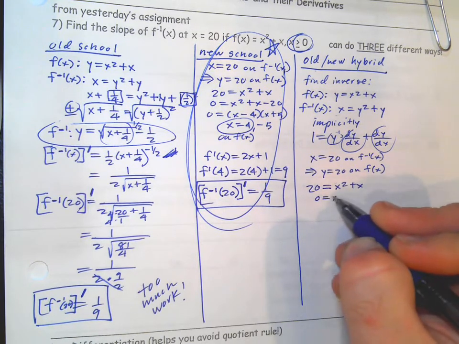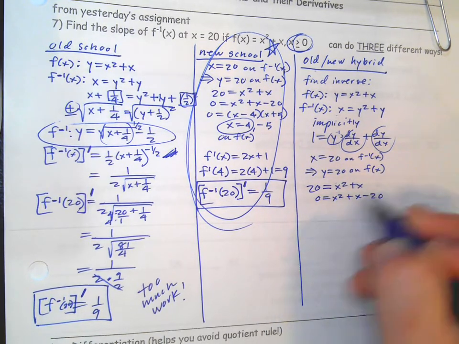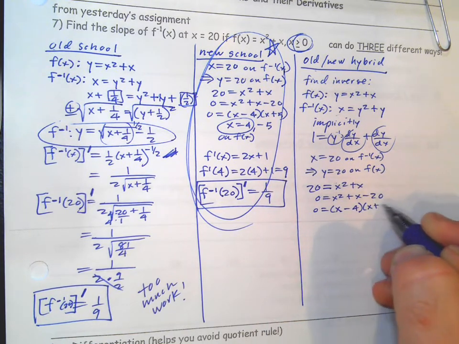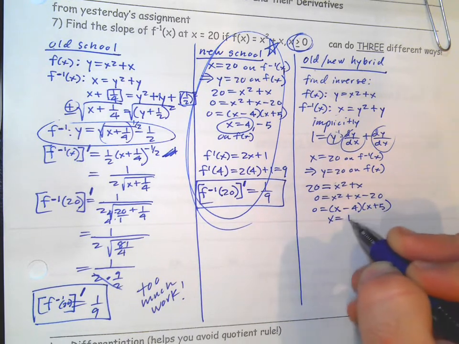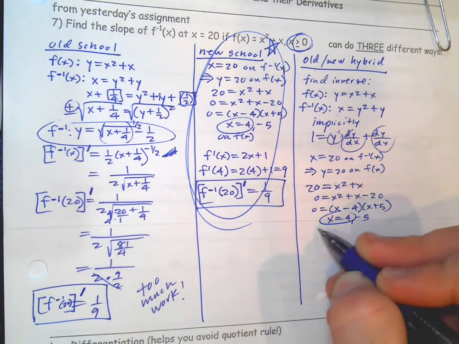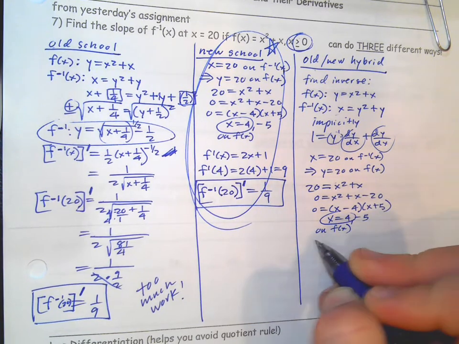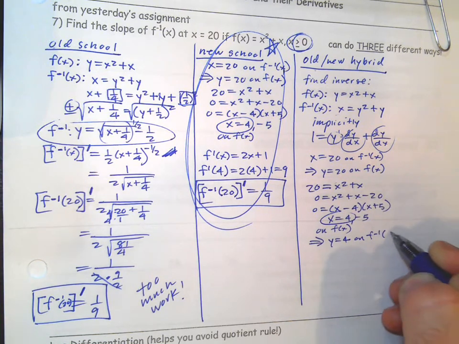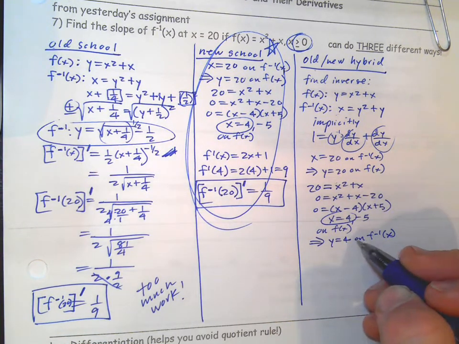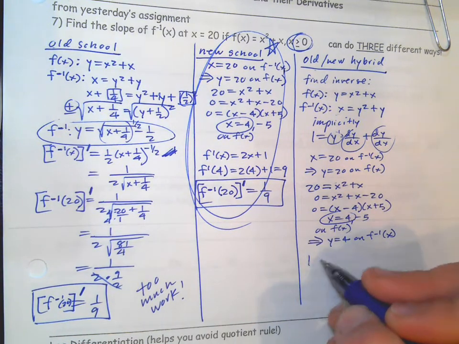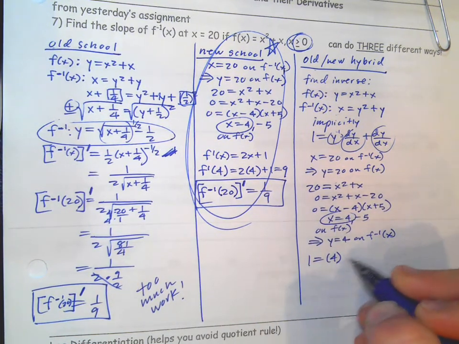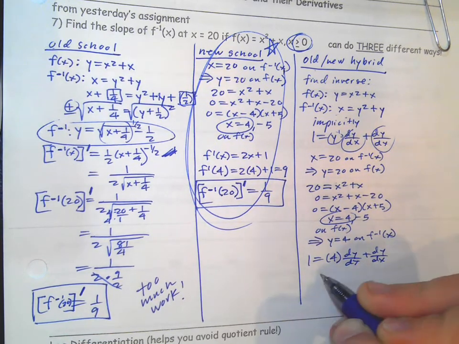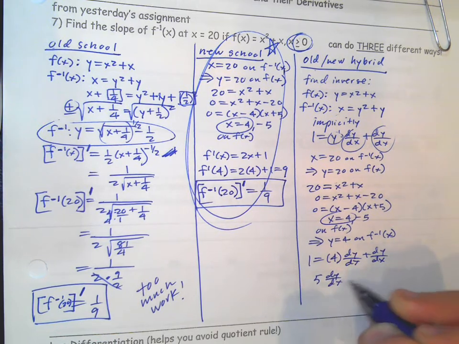We solve it. You'll notice we're doing a lot of the same work on this as we did on the new school approach. We're going to go with the positive. That's on the inverse function, which means that's the y value on the inverse. So x equals 4 on the original translates to y equals 4 on the inverse. That's what you're going to plug in for y up there, and then solve for dy dx.